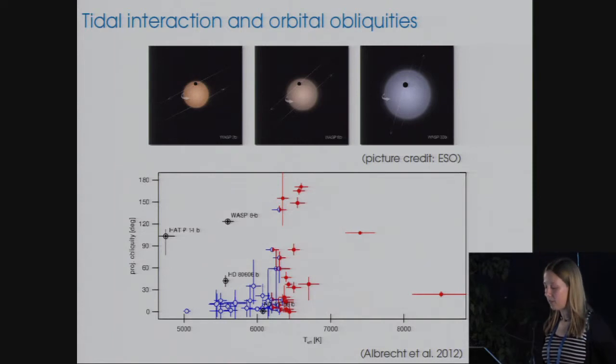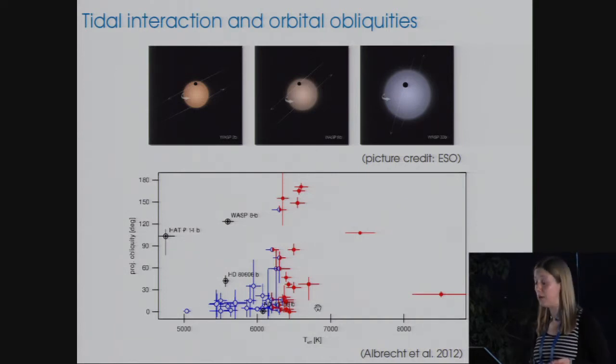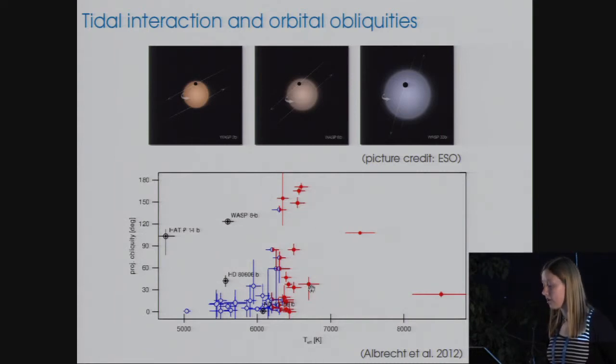And what they find when they look at stars of different spectral type, they find that for cool stars with convective envelopes, that is stars where we expect a stronger tidal interaction between exoplanet and host star, these obliquities or misalignments tend to be small. Whereas for hotter stars, where the tidal interaction is expected to be weaker, the spread of orbital obliquities is quite large. So this might actually point to some tidal interaction effects that bring the spin and the orbital plane in line.